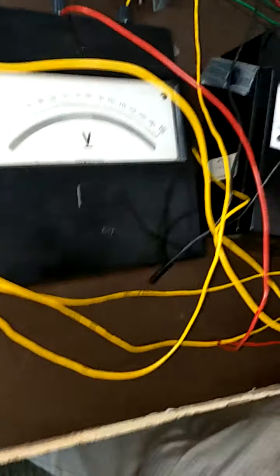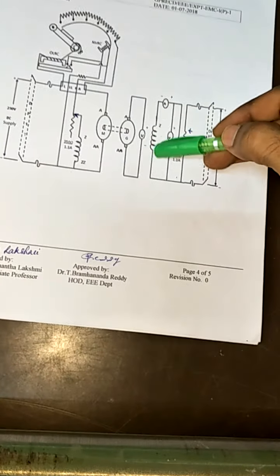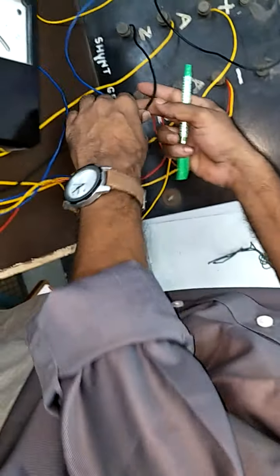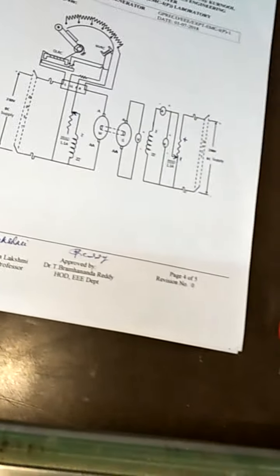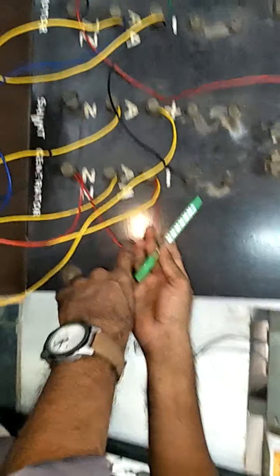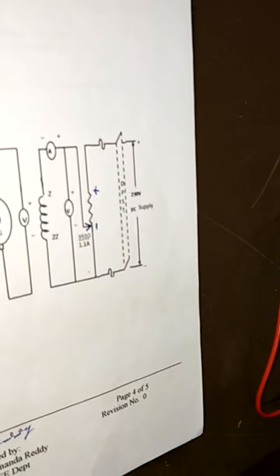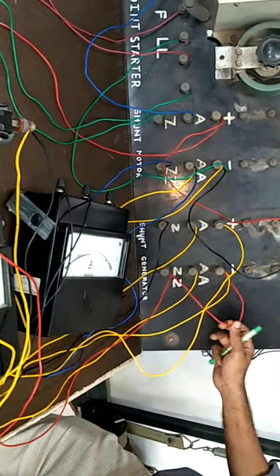Now what happens? The negative terminal of the ammeter is given to Z of the field rheostat of the generator. So the negative terminal is connected to Z here, and ZZ should be connected to what? The negative supply. Next, the voltmeter positive I have already shown. The negative is to be connected to the negative point, or you can also give it to ZZ, no problem. So here ZZ is connected to the negative.